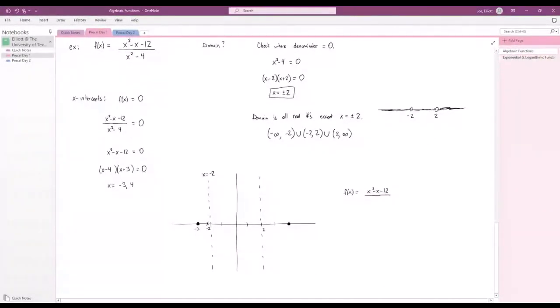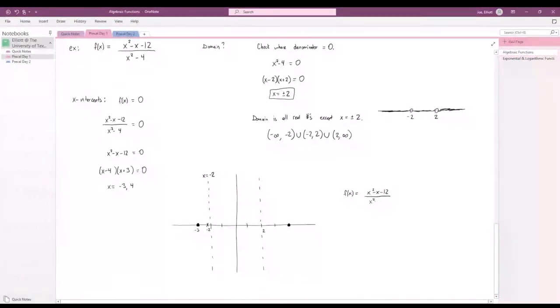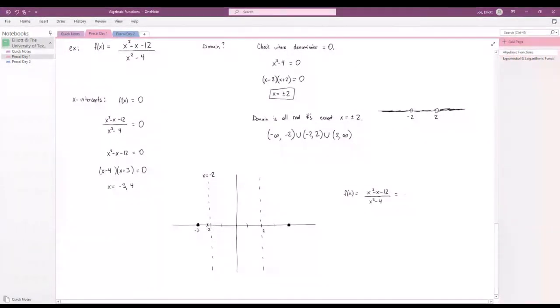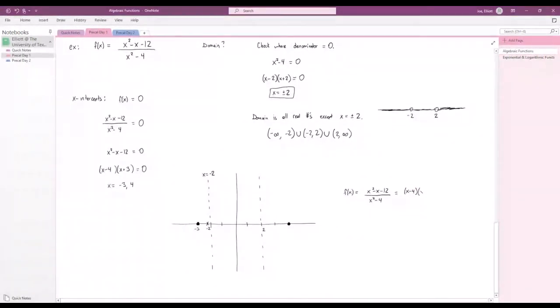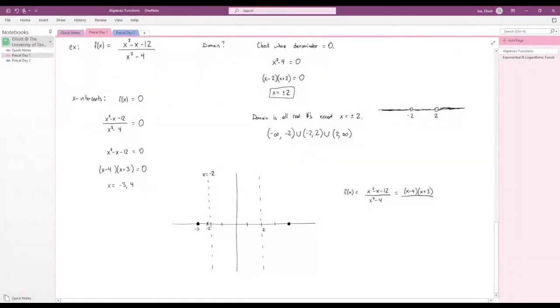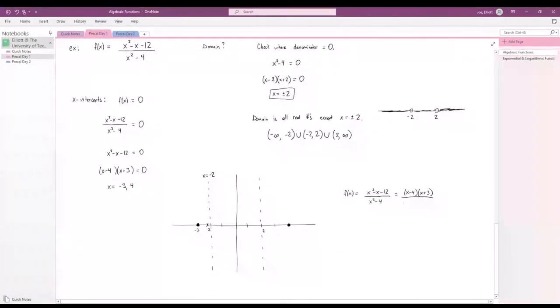And I guess when you're plugging in points to test whether it should be positive or negative, I find that it helps to write your function in its fully factored form. So here we saw the numerator factored as x minus 4, x plus 3. We saw over here when we were looking at the domain that the denominator factors as x minus 2, x plus 2.